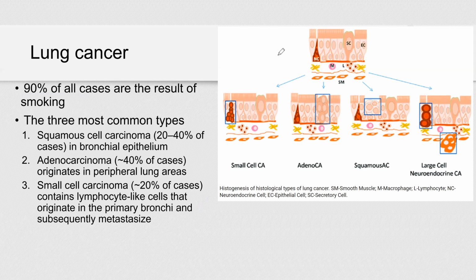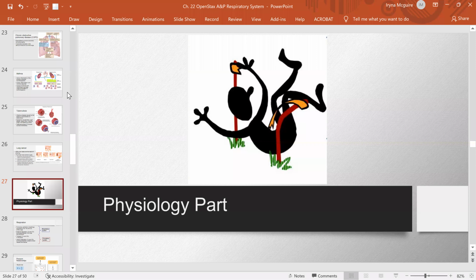On this diagram, you can see respiratory epithelium, and we don't need to really try to memorize anything. I just want to mention here that you have different cells here, right? You have epithelial cells, you have secretory cells, you have neuroendocrine cells, and depending on where this cancer begins, what cells are affected, we have these different types of lung cancer, right? And I think that's it for the anatomy part.